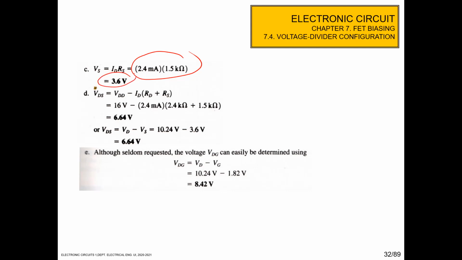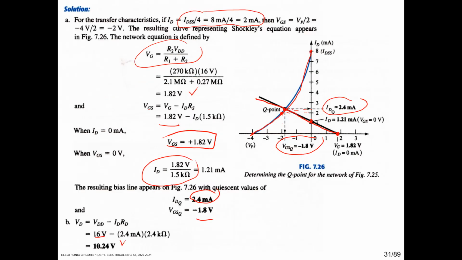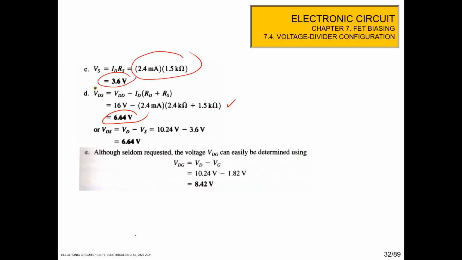And then VDS is VDD minus ID multiplied by RD plus RS. Using these constants, we got that VDS is 6.64. Or VDS is simply VD minus VS. VD is 10.24 from here, and then VS is 3.6. We got that 6.64 volt.